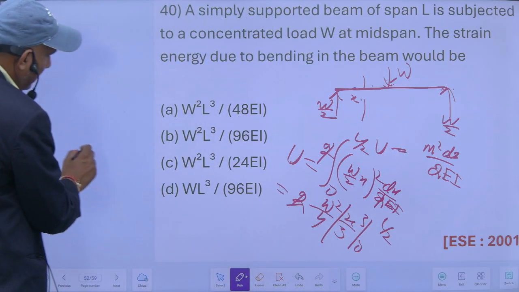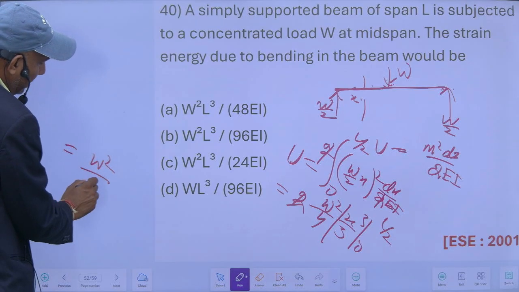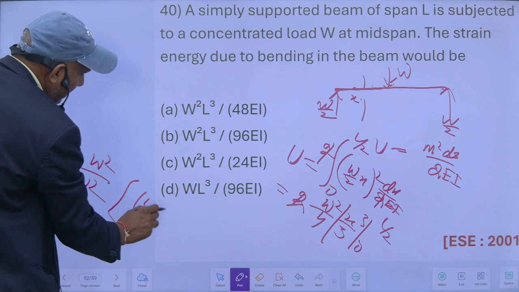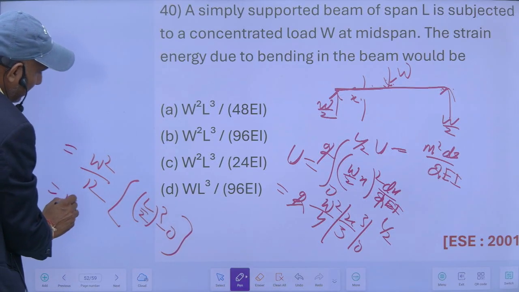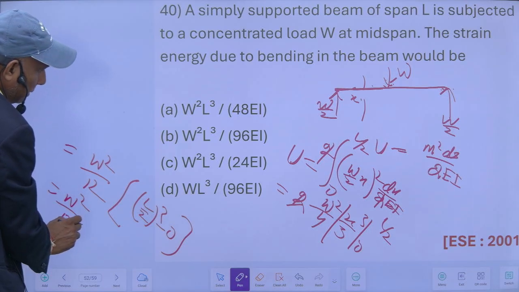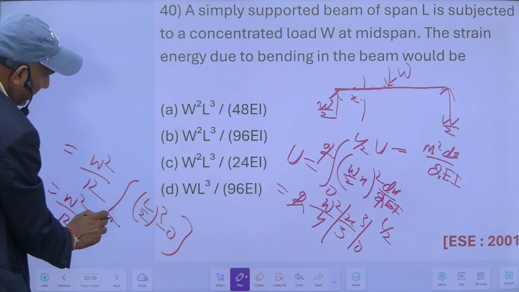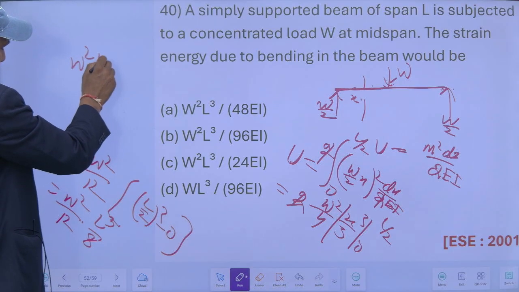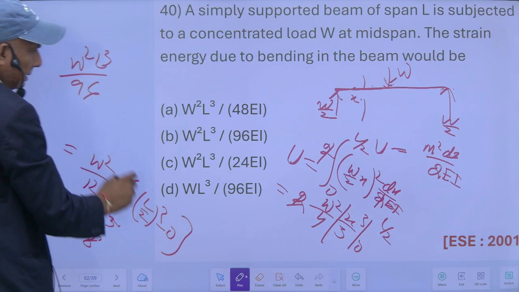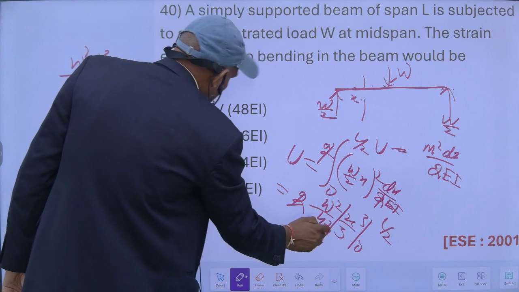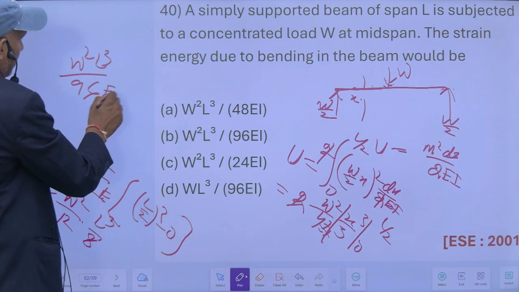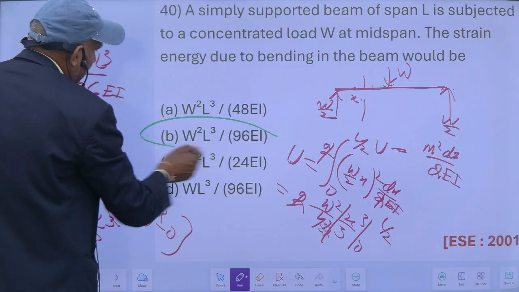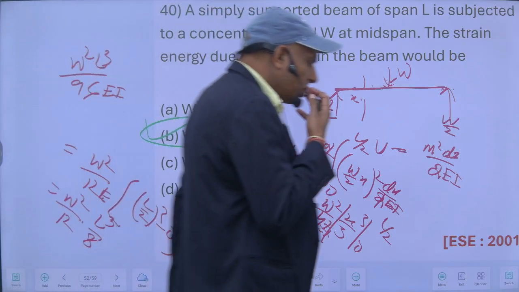So it will be W square upon 12, and this will be L by 2 cube minus 0. So this will be W square upon 12 into L cube upon 8. So this will be W square L cube upon 96, and EI is also there. So W square L cube upon 96 EI. This one is the right option.